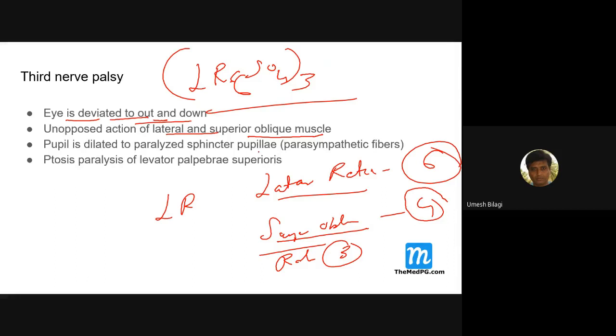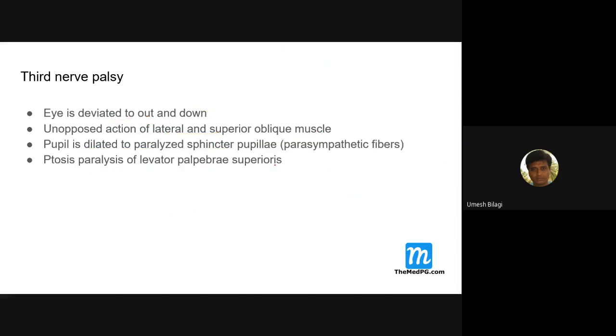If there is third cranial nerve palsy, clinically you would see an out and down deviated eyeball. Pupils are dilated or paralyzed depending upon the cause, if they are spared or not. If they are spared, the pupil is not paralyzed; you can have a non-dilated, normal pupil. If they are involved, you will have a dilated pupil. There will be ptosis due to paralysis of the levator palpebrae superioris muscle.